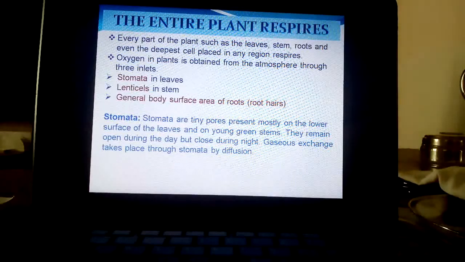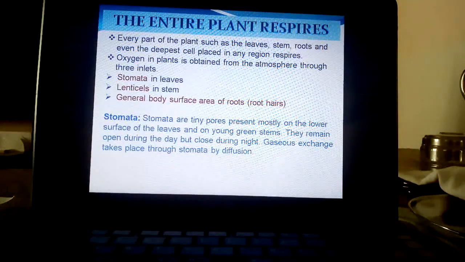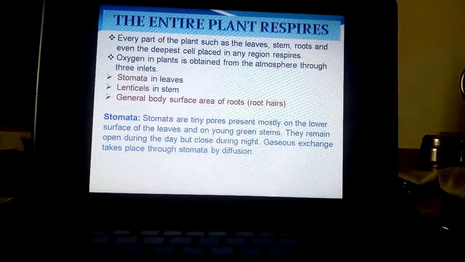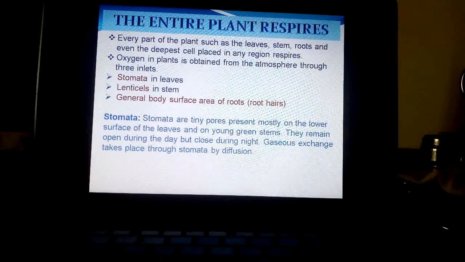Till now, we have learned respiration in general. Now, how do plants respire? The entire plant respires, children. If you keep your hand outside, will the hand respire? You are going by car, keep your hand outside the window. Will the hand separately respire, children? It will not. But in the case of plants, every part of the plant, such as leaves, stem, root, and even the deepest cell placed in any region respires. That is why any part of the plant, like a stem, will start growing, isn't it? Seeds you put in water, they will start respiring. That is the example.